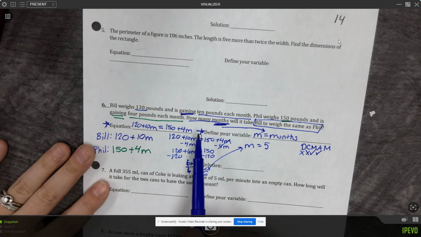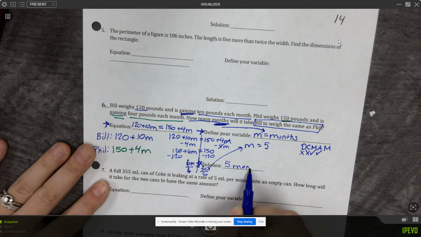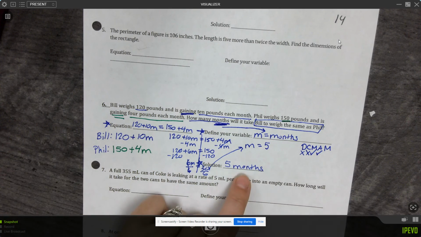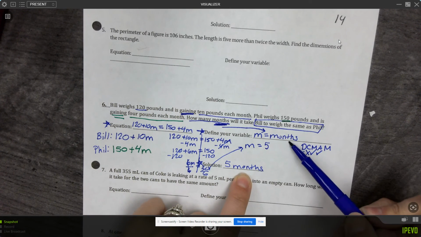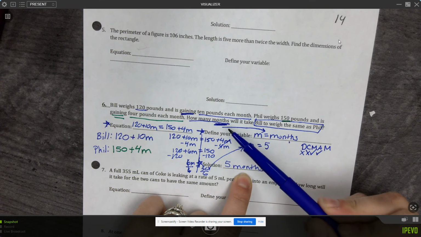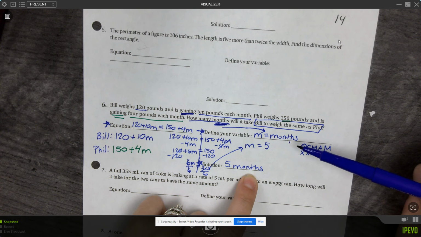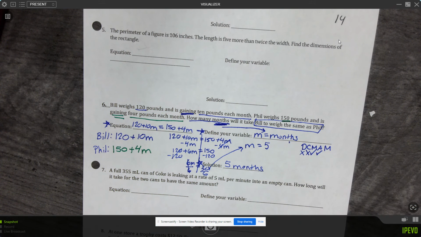The solution, I need to answer the question. How many months will it take? So it will take 5 months. Also, this should match what you defined your variable as. So if you answer your question with how it's supposed to be answered, these two words, or maybe a couple words, depending on what you're asking, they should be the same. So it will take 5 months before Bill and Phil weigh the same.